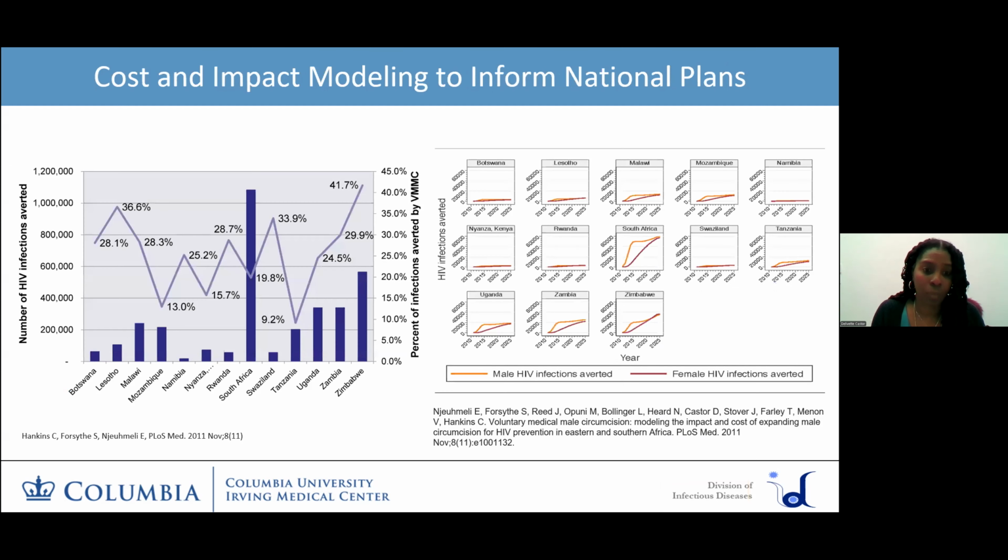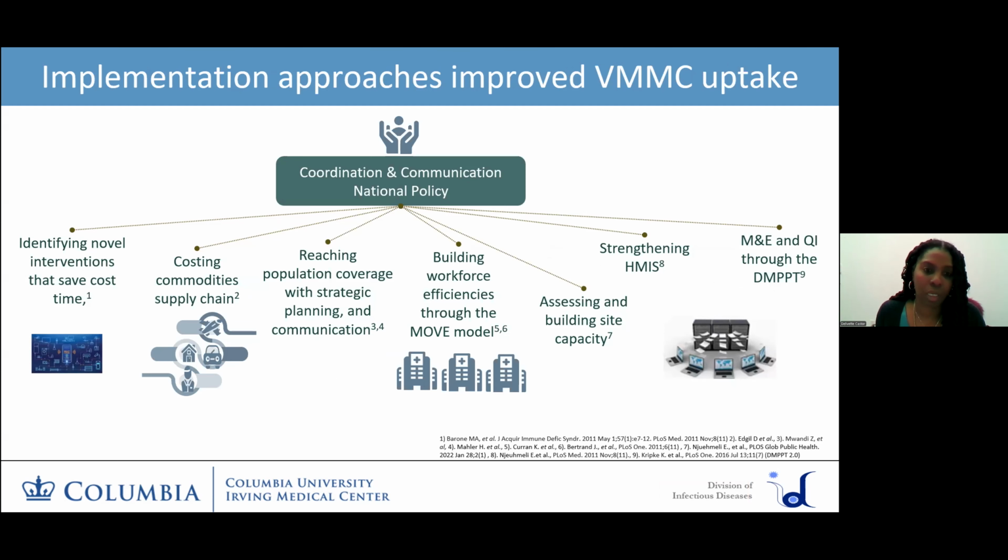And then we came into the space to understand, well, first, from these settings, what do we understand? So we started first with cost and impact modeling that really started to help countries develop and adopt the WHO guidance as part of their national plans, helping to understand the populations. Then we get to the other aspects of it, the implementation piece of it. So what did we understand about implementation that was needed?